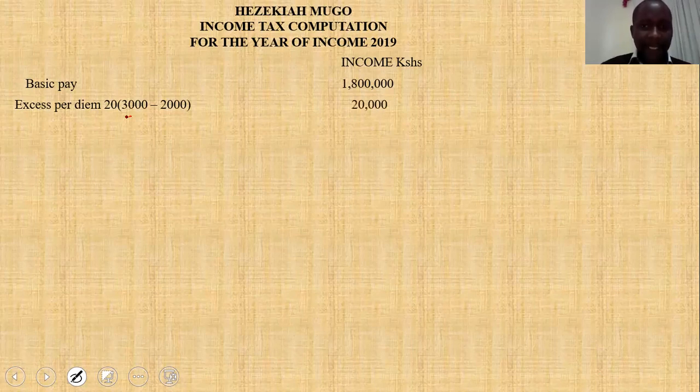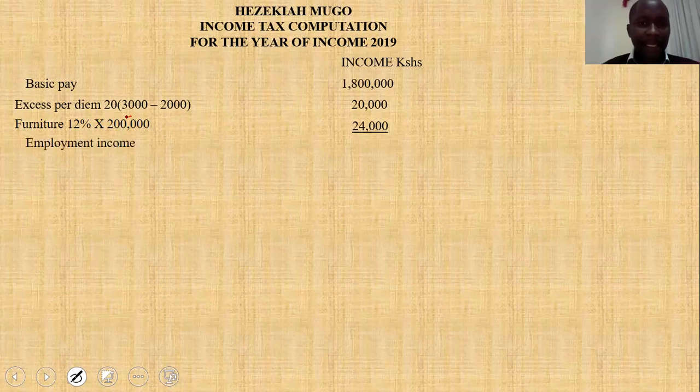All right. Next thing is furniture. He is enjoying furniture for 200. The value of the furniture is 200,000. 12% of this will give us 24,000. Up to that point, I believe you are tracking very well. Furniture, 12% of 200,000, and that is the answer we get.